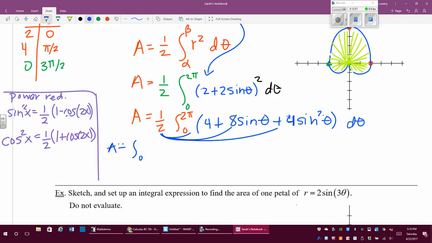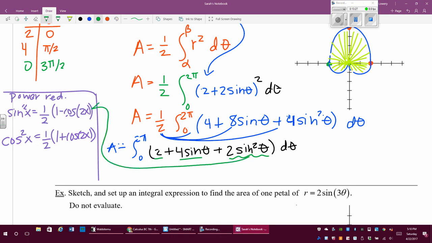And I'm going to get the integral from 0 to 2 pi of 2 plus 4 sine theta plus 2 sine squared theta d theta. Because I can take the integral of this and I can take the integral of that, I cannot take the integral of that. This is where I'm going to use a power reduction identity to make my life easier.